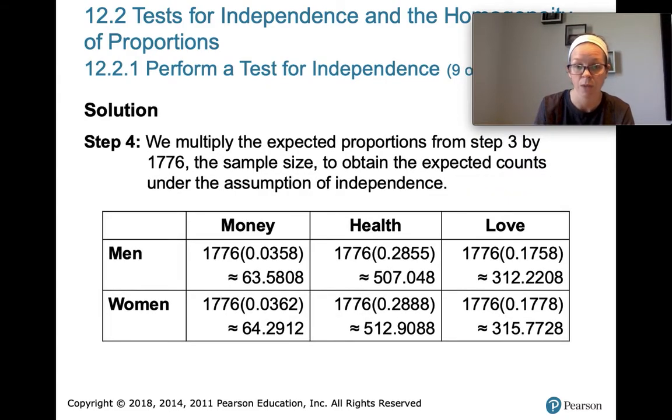And then if we multiply that percent by the number of people involved in the study, that would tell us how many people we would expect to fit into each of those categories. So in the survey, we would have expected about 64 men to choose money, likewise 64 women to choose money. We would have expected 507 men to choose health, etc. So these are what we would have expected if gender and choice are independent of each other.